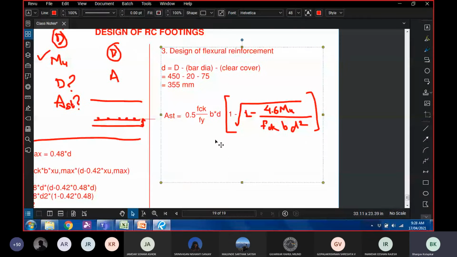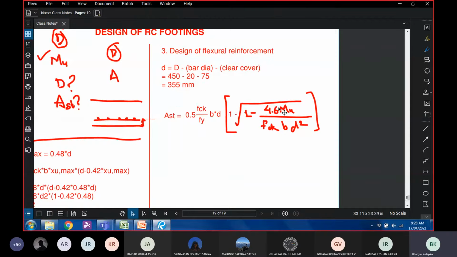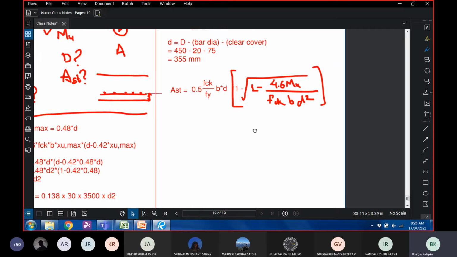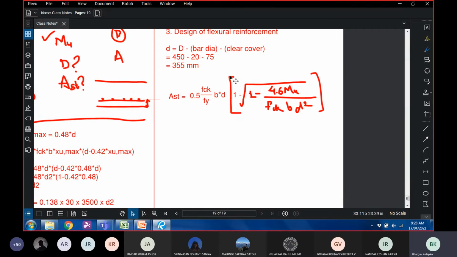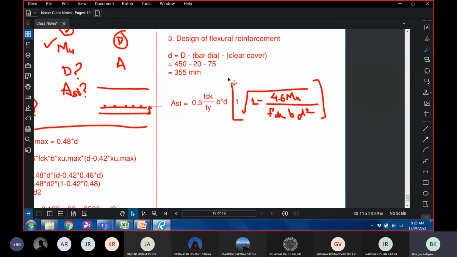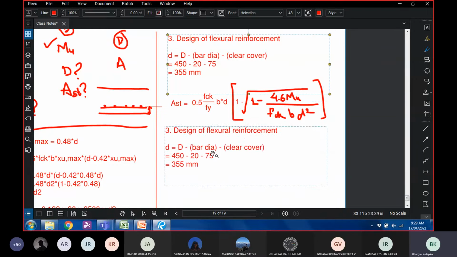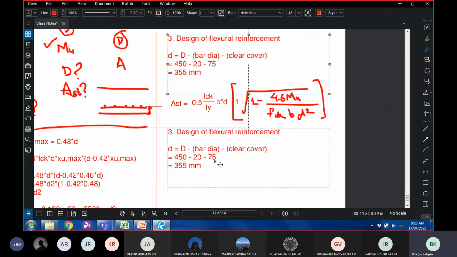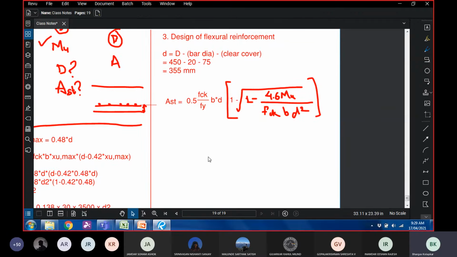So Ast is equal to 0.5 fck by fy bd into 1 minus square root of 1 minus 4.6 Mu upon fck bd squared. Might look scary at first, but it's pretty straightforward. You can save a lot of time if you learn this. So now all you have to do is plug in the values.